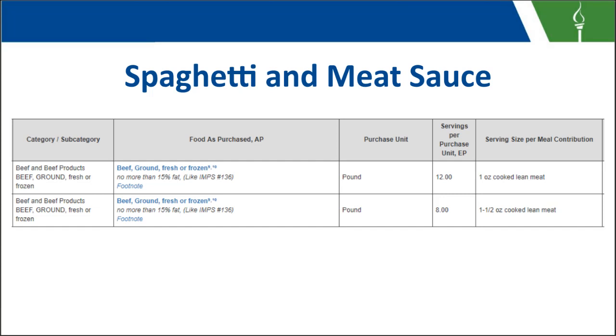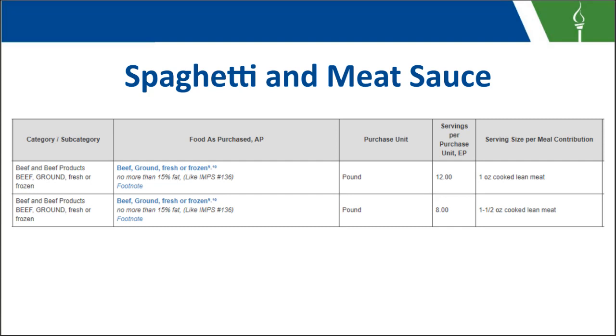The only difference you'll see is when we get over to the servings per purchase unit, which is the second to last column, and the very last column, the serving size per meal contribution. So the crediting amount for these two items is exactly the same. However, one of these lines is telling us how many 1 ounce equivalents are going to be contributed by 1 pound of this product, whereas the other one is telling us how many 1.5 ounce equivalents are being contributed from 1 pound. So just for simplicity, we're going to look at the 1 ounce equivalent line, which is the first line.